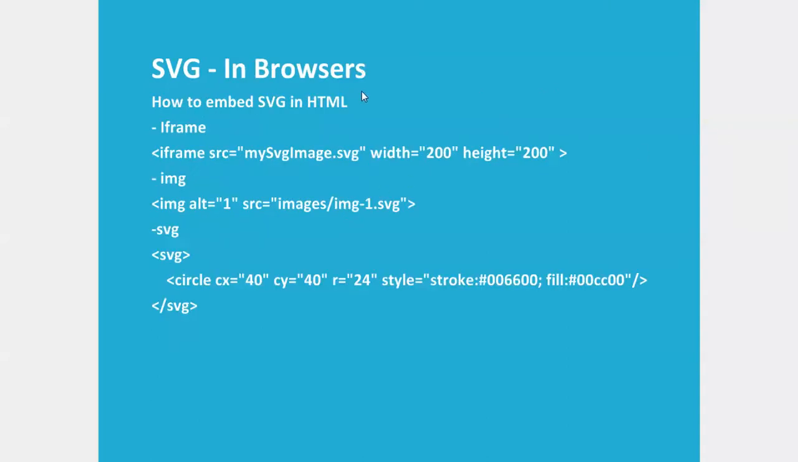And in browsers, how to embed SVG in HTML. We can embed it through an iframe. We can write the iframe source as my SVG image, and we can define the width and height. We can also code it directly like an image, and we can write the SVG embedded directly.